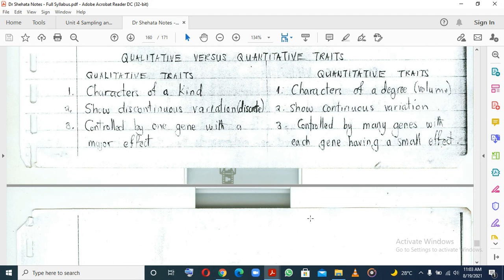So tomorrow we'll continue with this. We'll continue to look at the differences between qualitative and quantitative traits. This will be a summary of what we've discussed, and then we can continue. We are remaining with about 11 pages.